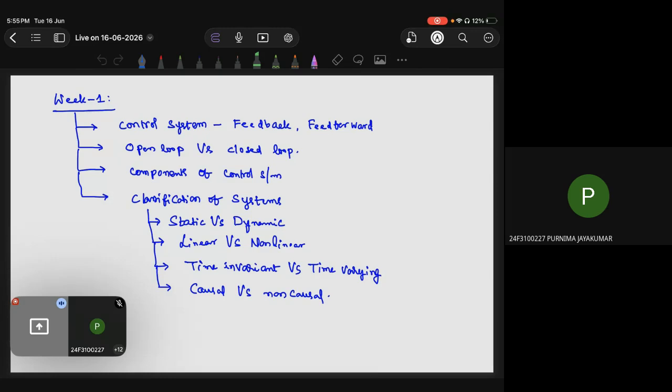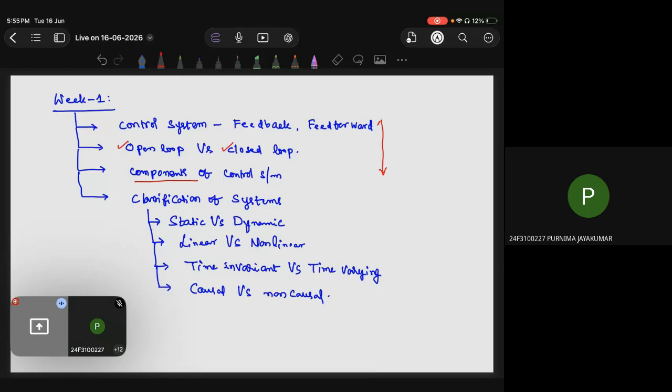Initially, he defined exactly what a control system is, and some system properties. In control systems there are two things: feedback and feed forward concepts. This is followed by what is open loop and what is closed loop, and what the different components of closed loop systems or a control system are. These are very basic things, these three.